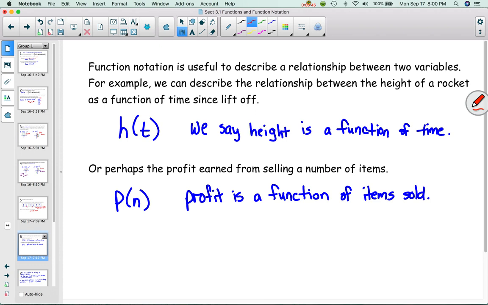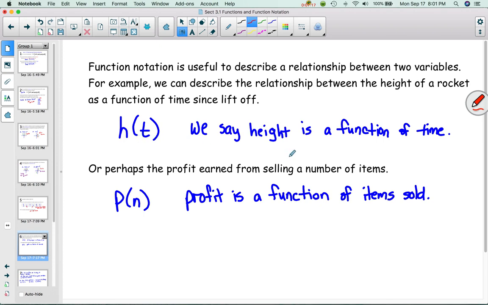Function notation, and I've actually already been using it, and we used it last year. Function notation is useful to describe a relationship between two variables. For example, we can describe the relationship between the height of a rocket as a function of time since liftoff. So if you were going to do something like that, using a t for time, h of t tells us that height is a function of time. So often it makes sense to use variables that represent the situation and that make actual sense. So h for height, t for time.